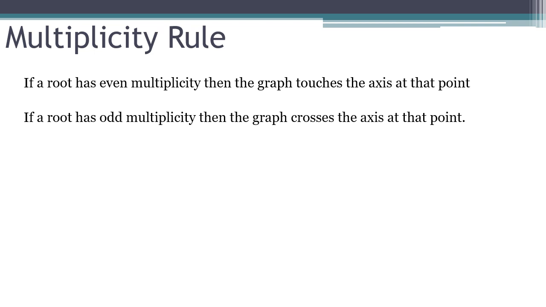And again, what we really care about, and I'm going to summarize this on the next slide here, is whether or not the multiplicity is odd or even. Right? If it's even, then the graph touches the x-axis at that point. And if a root has an odd multiplicity, then it crosses the x-axis at that point.